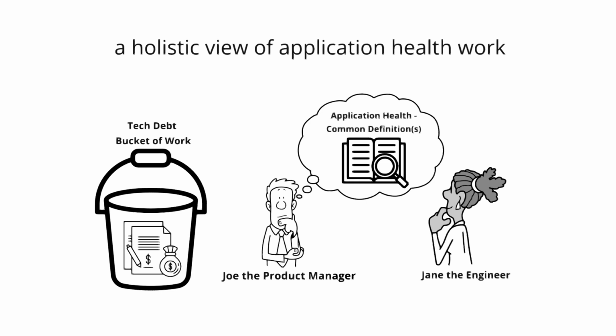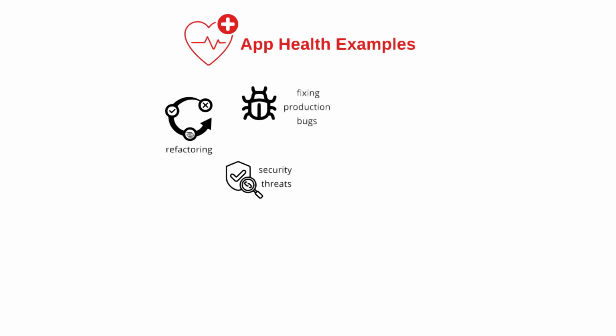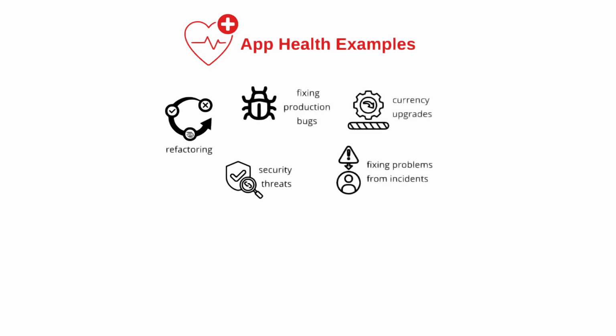on an ongoing basis. What are these items that are part of overall app health but are not tech debt? Well, the examples are exactly as previously described in part 1 in this series in describing what is not tech debt, including refactoring complex areas of the code, addressing emerging security threats, fixing production bugs, addressing problems identified in incident postmortems, or performing critical currency upgrades.